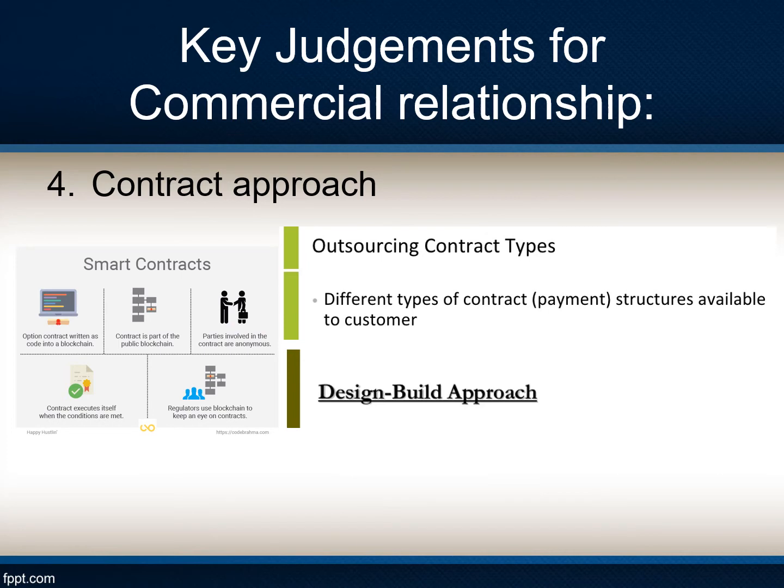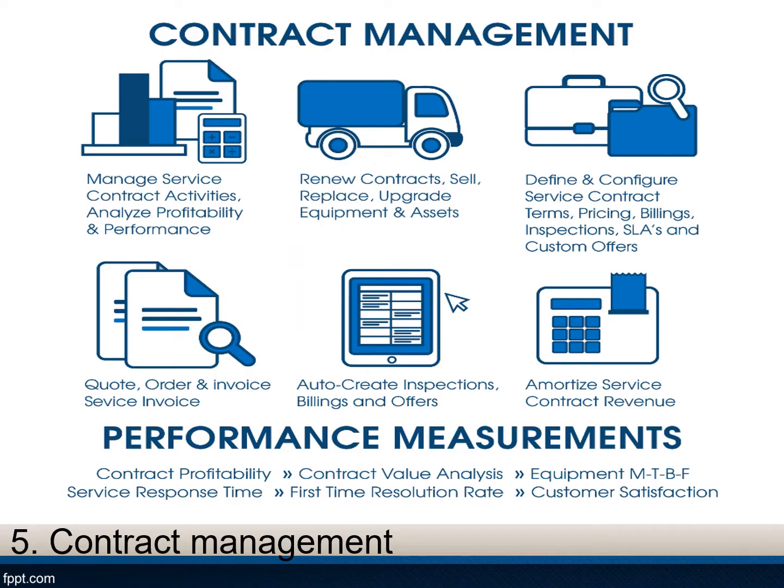The fourth key judgment for commercial relationship is the contract approach. Okay, it pertains to what kind of design, structure, and format of contract you are going to use. Sometimes the contract is already built into the system wherein you're just going to copy and encode the information, and it will be easier. You're just going to customize some of the terms and conditions appropriate to the nature of the business transaction.